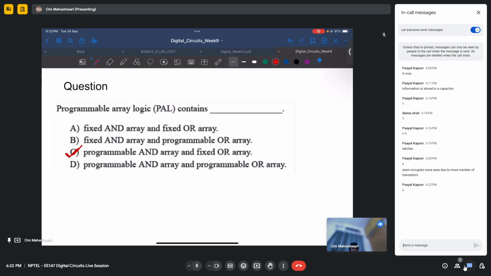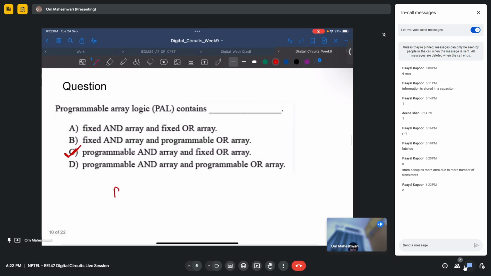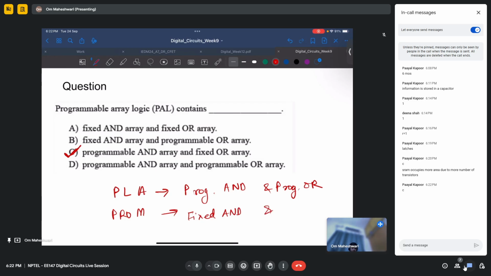In PAL, it is programmable AND and fixed OR. In PLA, it is both programmable AND and programmable OR. And one more thing is PROM, it is fixed AND and programmable OR. So these are the 3 types of programmable logic devices. Mainly these are used to make combinational circuits. We will see some of their examples in coming questions.